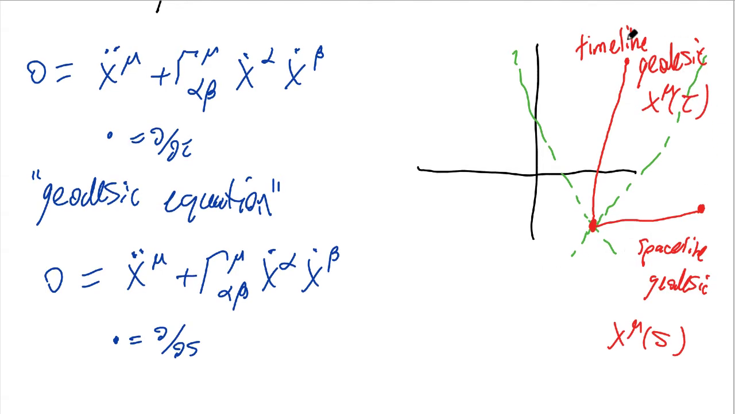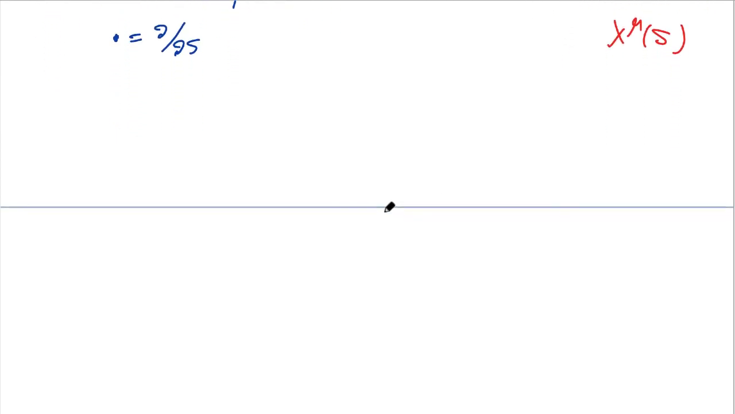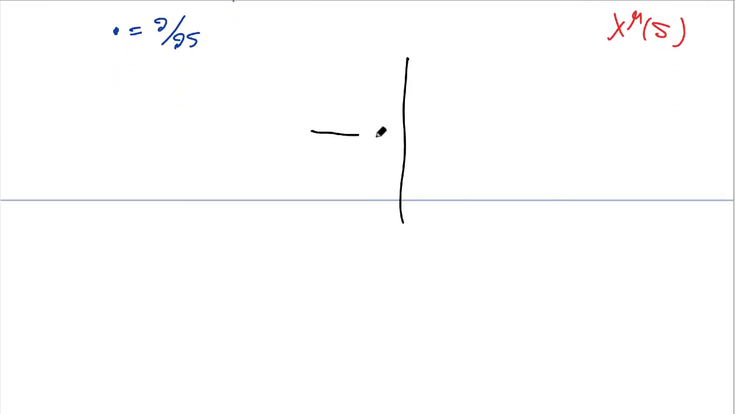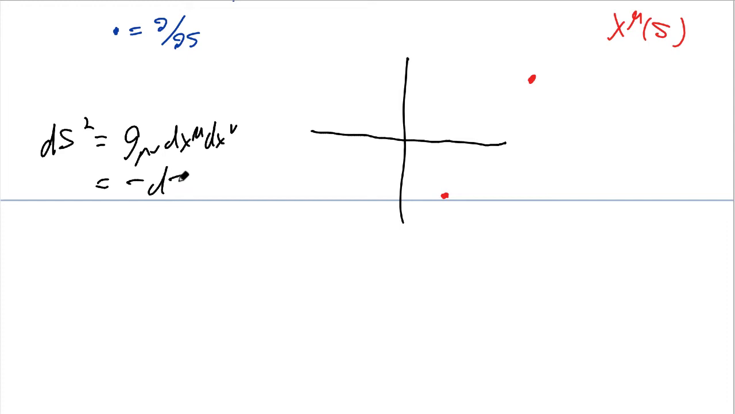Now, what about the case in which these two events are light-like related, or null? All right, so we have two events here, and they can be connected by a light ray. What path does a light ray take in going from here to here? Well, in this case, it's a little bit more tricky to define, because recall that the line element, ds squared, is g mu nu dx mu dx nu, and that's also minus d tau squared.